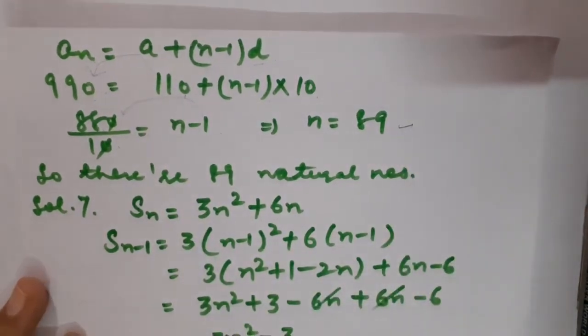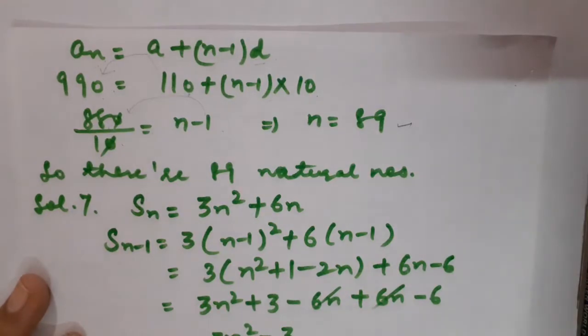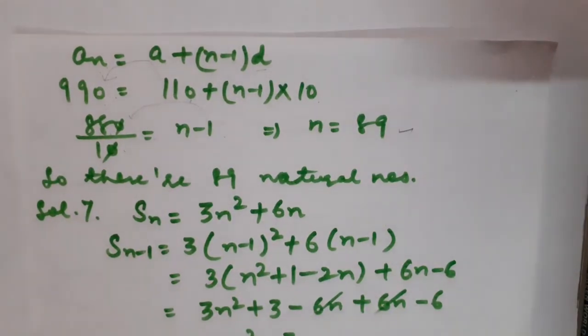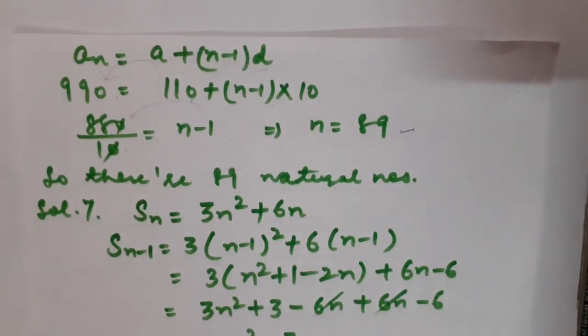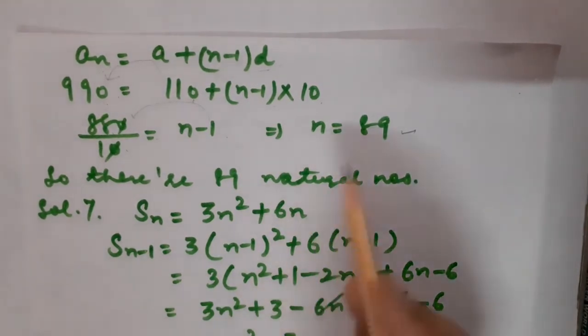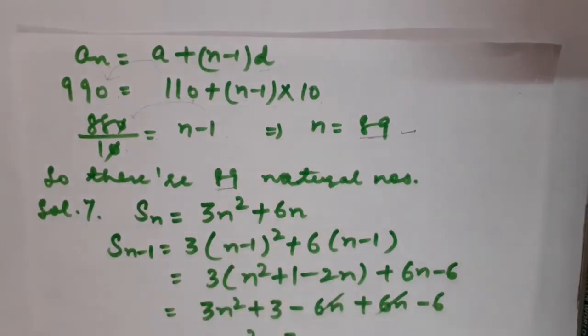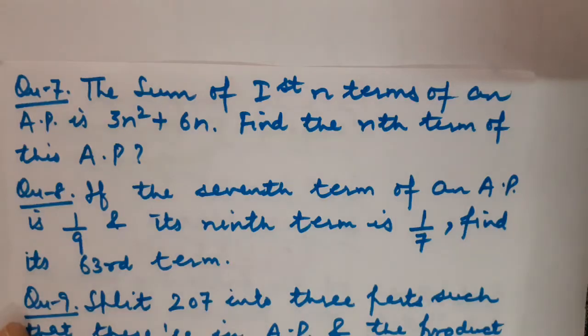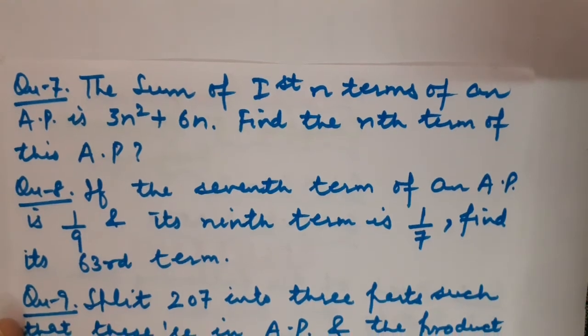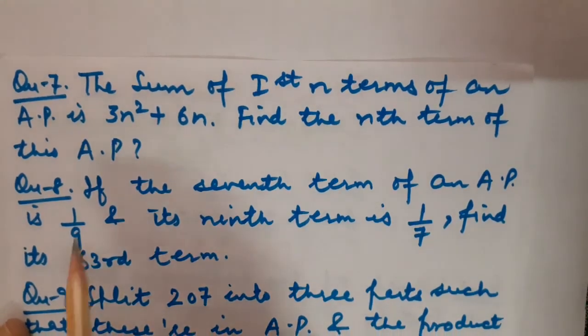So how many natural numbers will be there between 101 and 999 which are divisible by 2 as well as 5, that is by 10. So there will be total 89 natural numbers. Got it? Now children, I am going to switch to question number 7 of revision assignment.